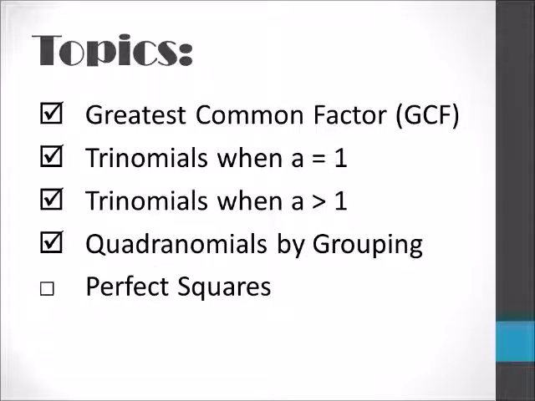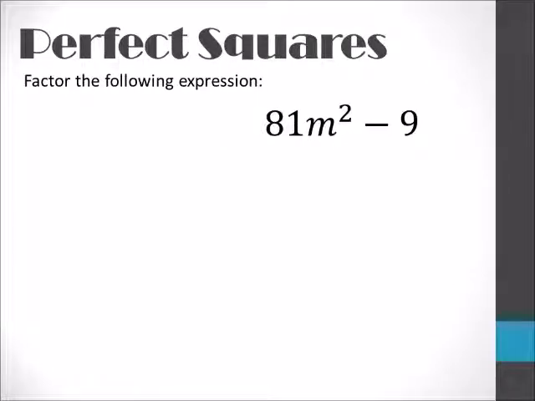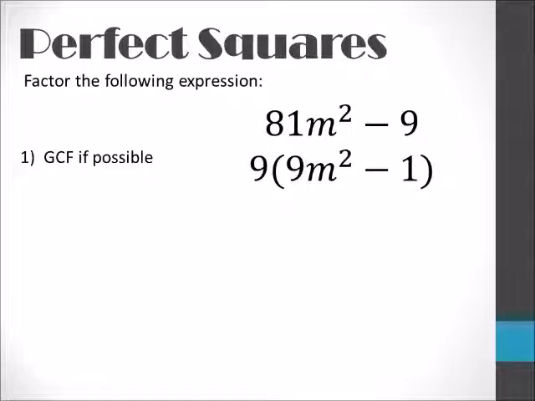Let's move on to our final topic of perfect squares. Here you are given the expression 81m squared minus 9. So you want to ask yourself, can I divide out a GCF? And in this case you can. Here your GCF is 9. So you will divide out a 9 to get 9 times 9m squared minus 1.